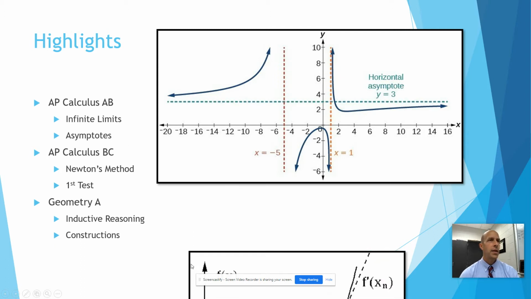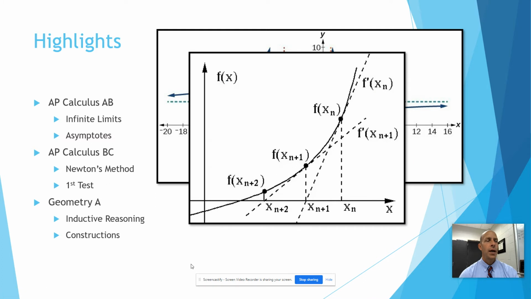In Calc BC, we are looking at Newton's method, which is actually a new topic. I did not cover this with my AB students last year, so this is kind of cool. Newton's method is a method for approximating zeros of a function. Also in Calc BC, we had our first test today, and that test covered Chapter 2.